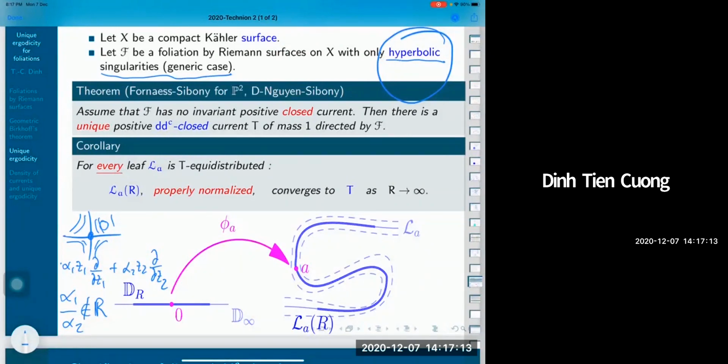In this case, the main theorem says that you have a unique positive dd^c-closed current, a unique harmonic current up to a constant. If you assume that the mass is equal to 1, then you have only one.